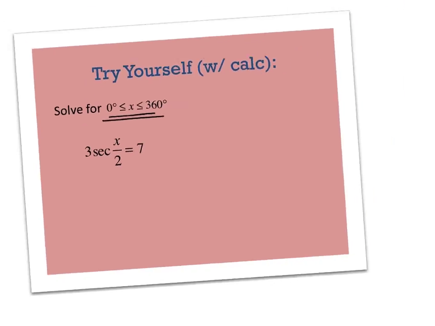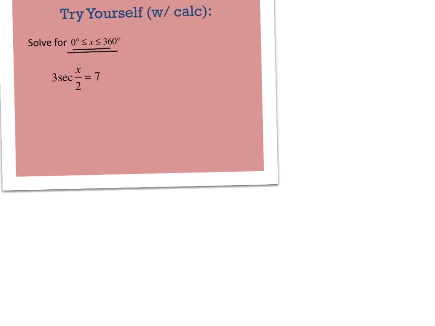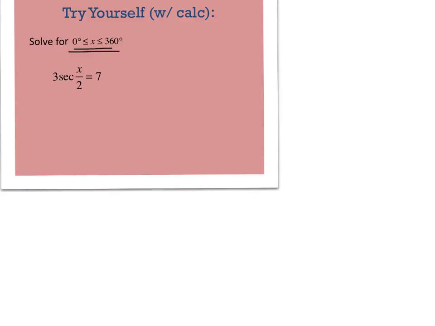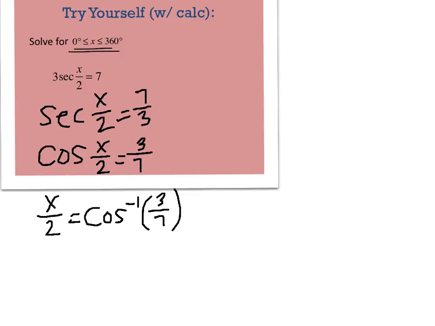If we take a look at this problem here, we have 3 secant of x over 2 equals 7. How would we solve this? Well, first we would divide by 3. So we end up with the secant of x over 2 equals 7 over 3. Again, we need reciprocal functions in order to take the inverse in our calculator. We know that the cosine of x over 2 is going to equal 3 over 7. By taking the cosine inverse of each side, we end up with x over 2 equals the cosine inverse of 3 over 7.